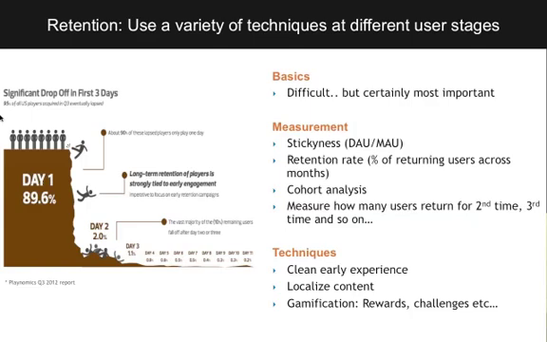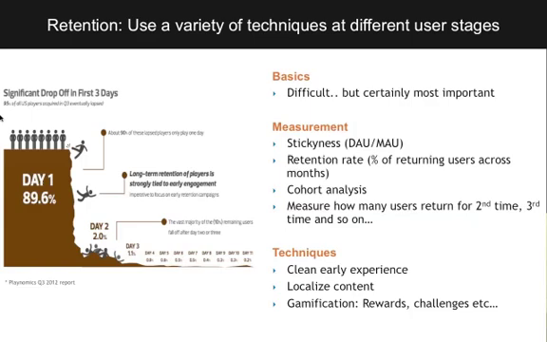And the second thing that you want to do is measure how many users actually return to your app, generally second time, third time, fourth time, and so on. Again, that will give you a measure of what your retention rates are. So that was measurement, right? Let's talk about some interesting techniques to actually improve retention.